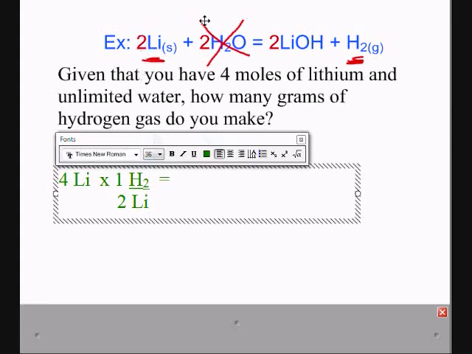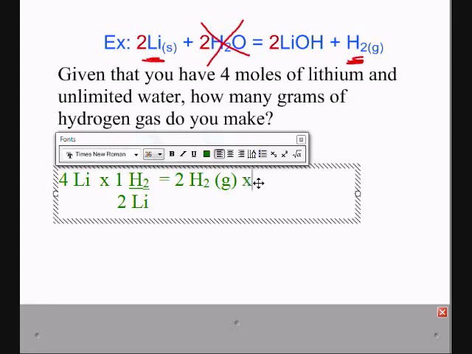See the 2 up here? So you get 1 of these from every 2 of these. Great. Let's times it. 4 times 1 is 4 divided by 2 means that I get 2 moles of hydrogen gas. Very, very good. Now let's do that trick here again on the subscript. That's great. But that was not the question. The question is, how many grams of hydrogen gas do you get?